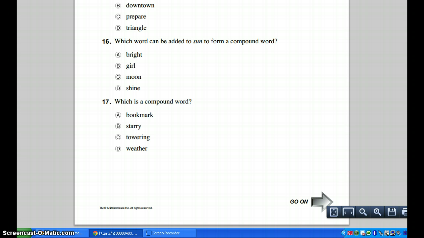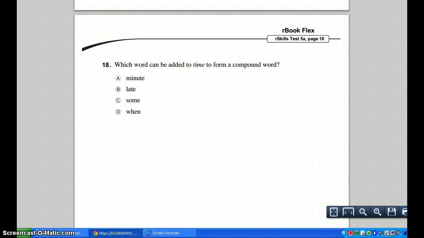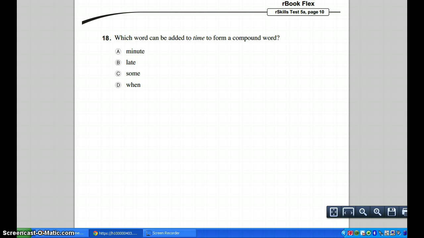17. Which is a compound word? A, bookmark, B, starry, C, towering, D, weather. Number 18. Which word can be added to time to form a compound word? A, minute, B, late, C, some, D, when.